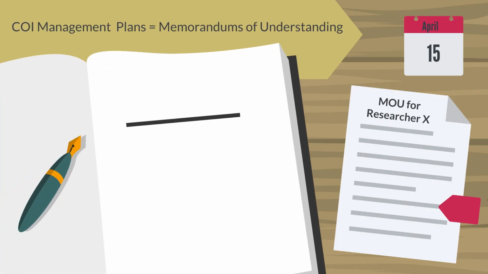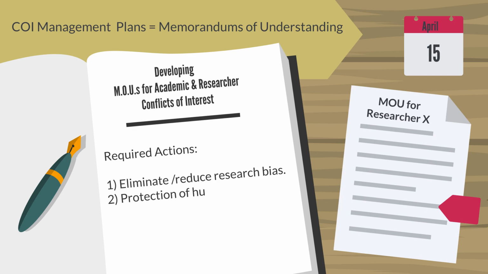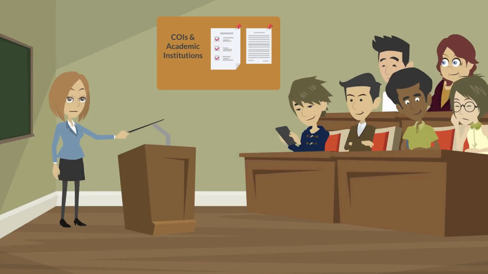When conflicts of interest are determined to exist, many times they can be managed. The University of Colorado Boulder utilizes memorandums of understanding to manage academic and research conflicts of interest. This type of management plan outlines strategies targeted to address the issues of research bias and protections for human subjects and students. It also provides disclosers with information about other university policies and procedures that are often relevant in academic conflicts of interest situations. This concludes the conflicts of interest training for PHS and NIH researchers.